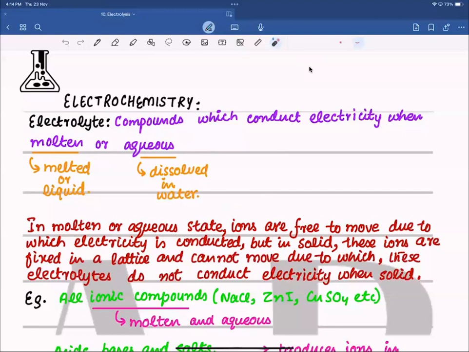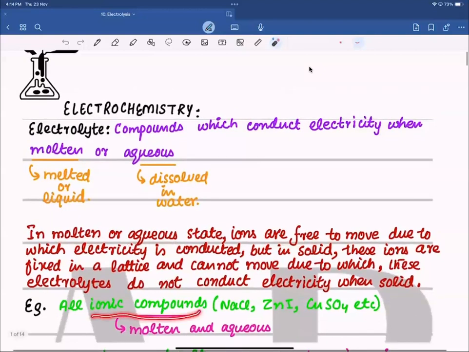The first common example is that all ionic compounds are electrolytes. Is this clear? Yes, Sami? Manahil? Aisha? Yes, sir. Okay, Safwan. Yes, sir. Okay, so note this down, then we will proceed further.